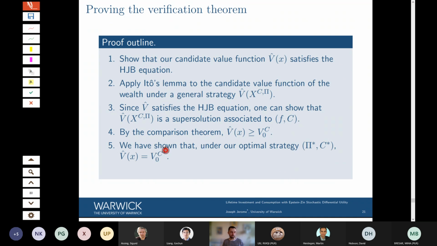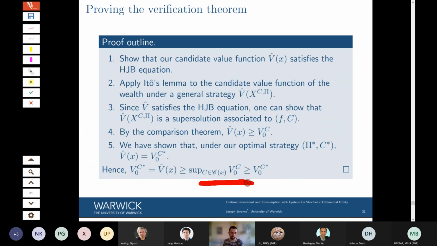Then under our optimal strategy, the supremum in the HJB equation is achieved, and we find that v hat of x is equal to v naught of c star. This first equality just comes from optimality of c star. This inequality comes from where we take the supremum over all consumption streams, and c star is an attainable consumption stream. So obviously the supremum is greater than or equal to it, and you have the result.